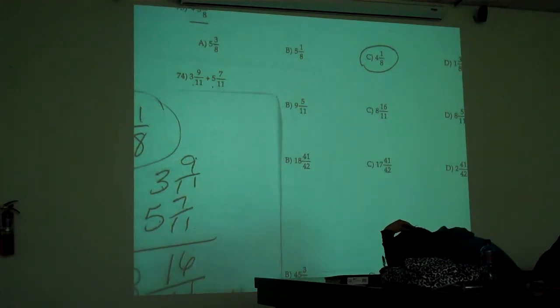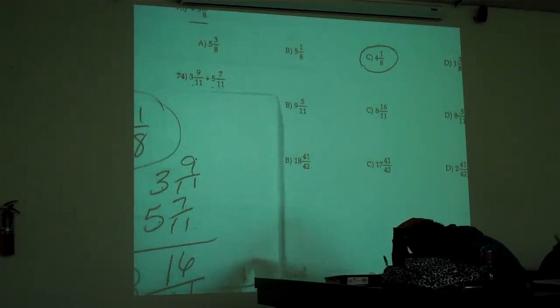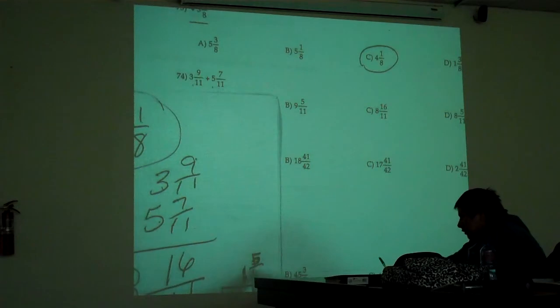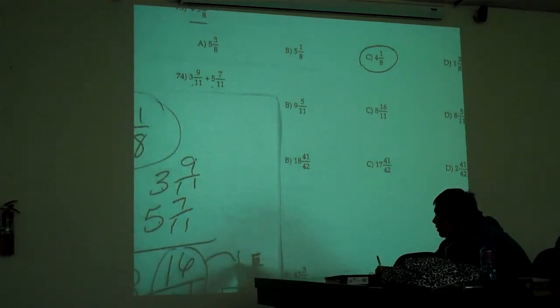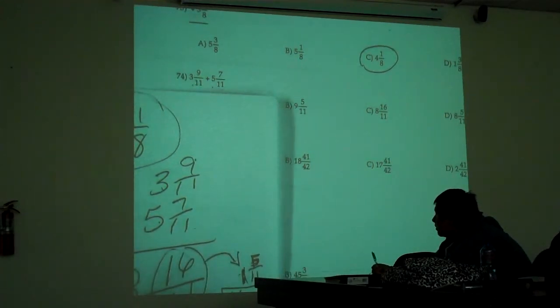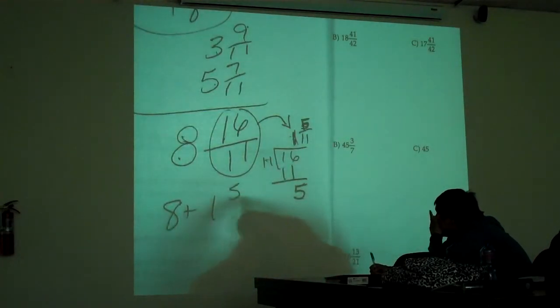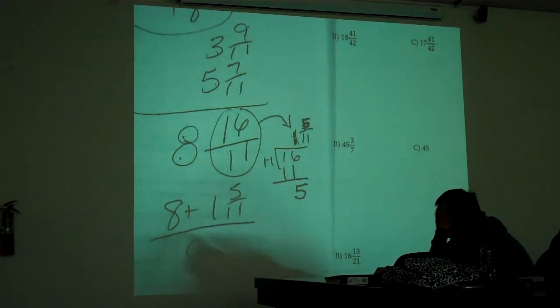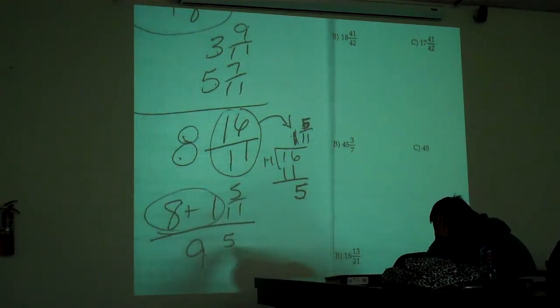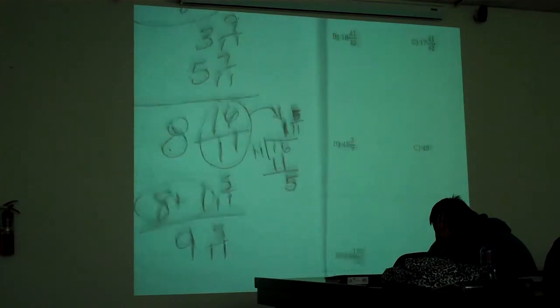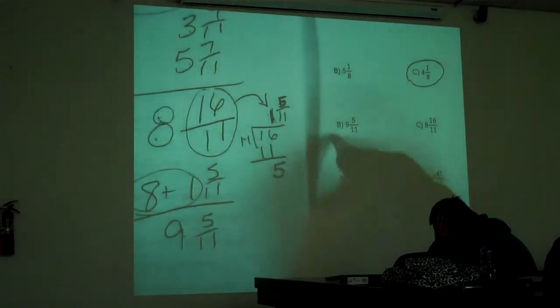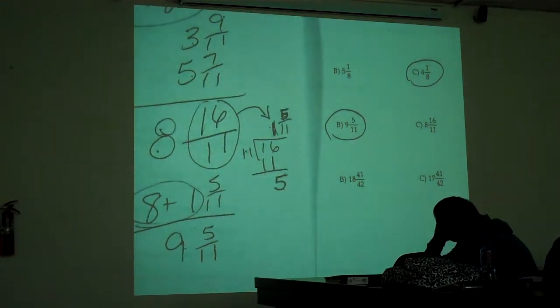Okay? So you add 16 one divided by 11 is 1, so it would be 9, and you have 5 left over. So 9, 5, 11. 1 and 5/11. This part is 1 and 5/11. So you do 8 plus 1 and 5/11. That gives you the 9 and 5/11, which is B. 9 and 5/11.